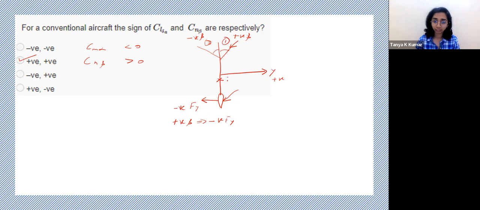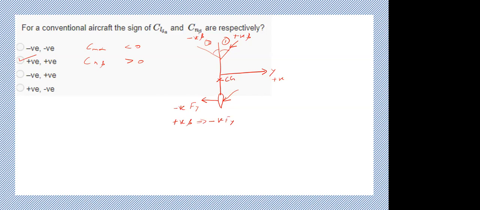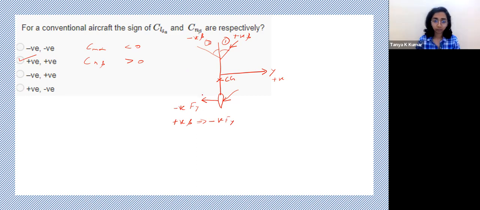And if this is your CG, will the aircraft have a positive yawing moment or negative yawing moment? Positive, ma'am. Positive, yes. So you have a moment that is generated in this way about the CG. This is positive Cn. That is the positive yawing moment. Your z-axis is towards the underbelly, towards down. And if you have your right hand thumb rule, this is your positive yawing moment. So positive beta gives you a positive yawing moment. Hence your Cn beta is positive. We require it to be positive for a stable aircraft.